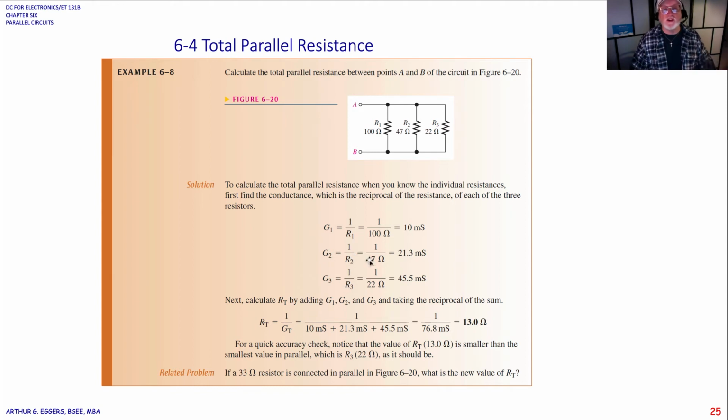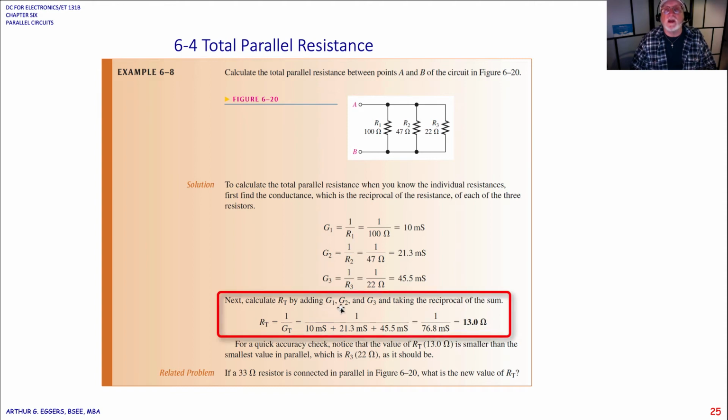So get used to using that. So next, if we calculate the total resistance by adding all of the conductance together, G1, G2, G3, and taking the reciprocal, so now we take 1 over each of those values. We can sum all of them in the denominator now. It gives us a total value, and now when I do the reciprocal, however you do it on your calculator, you end up with a total resistance of 13 ohms.